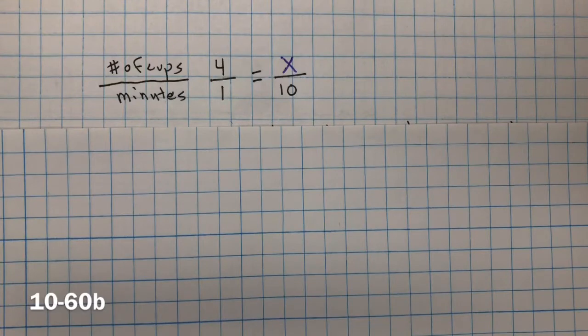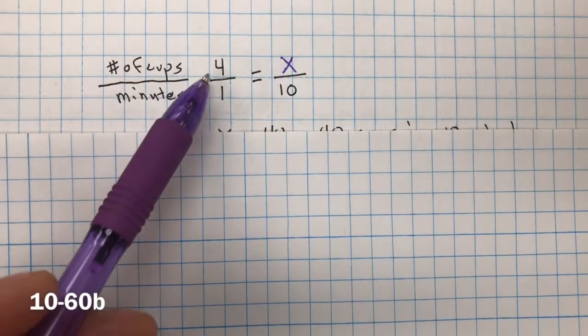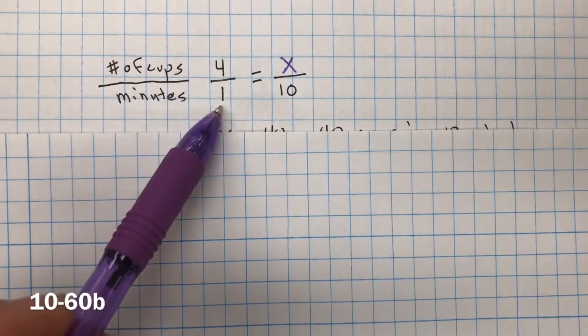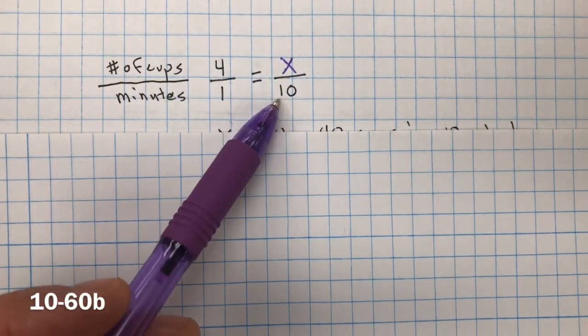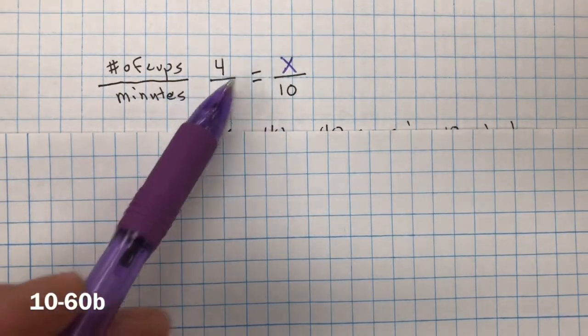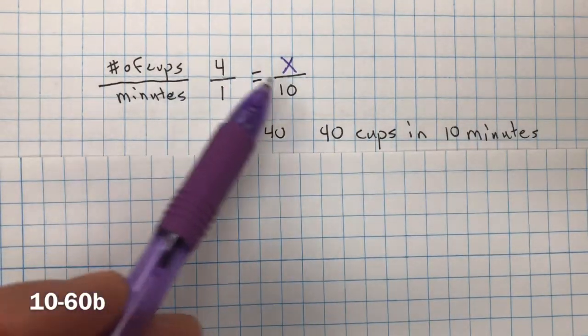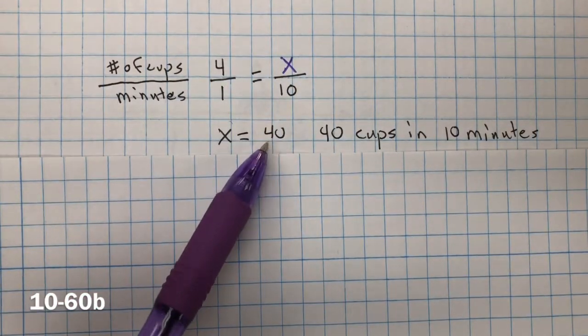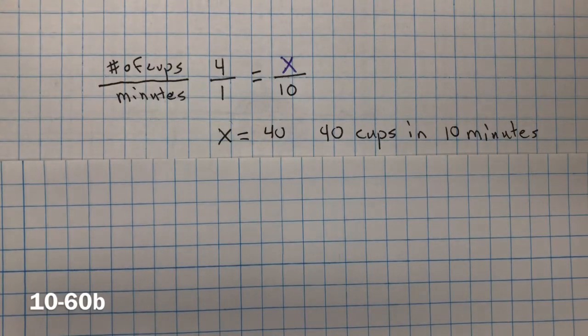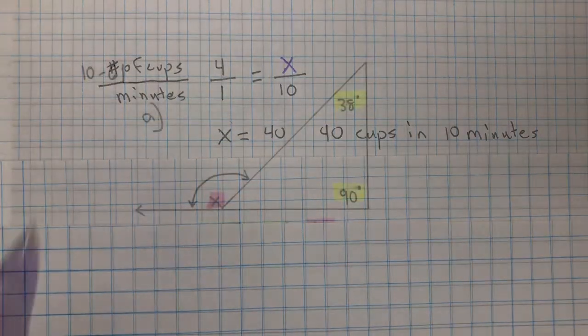For 60B, how many cups can she fill in 10 minutes? So remember, her rate is 4 cups per minute. So how many cups in 10 minutes? Cross multiply. 1 multiplied by X is X. 4 multiplied by 10 is 40. So she can fill 40 cups in 10 minutes.